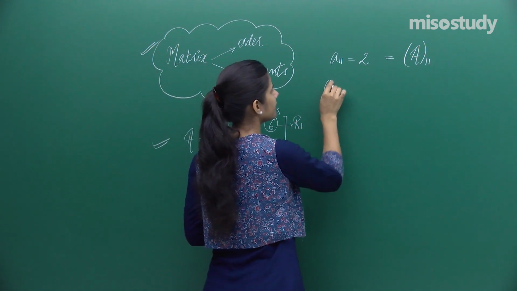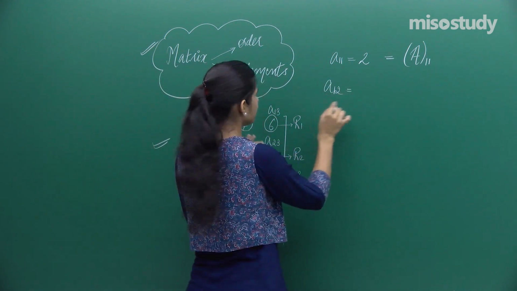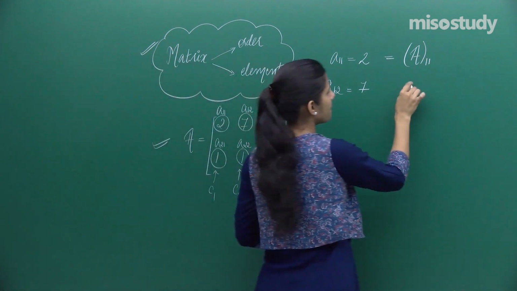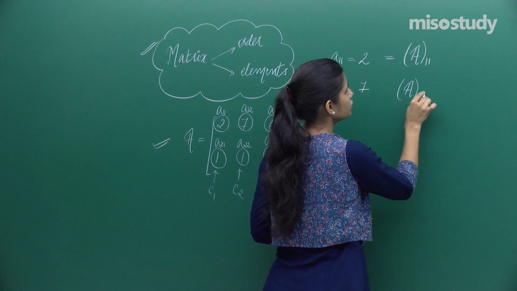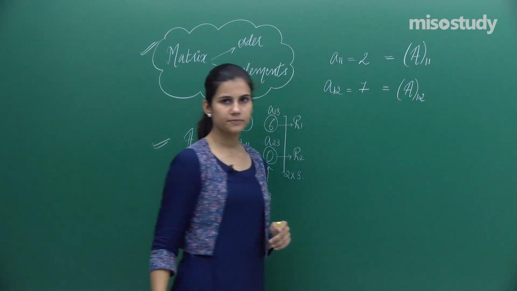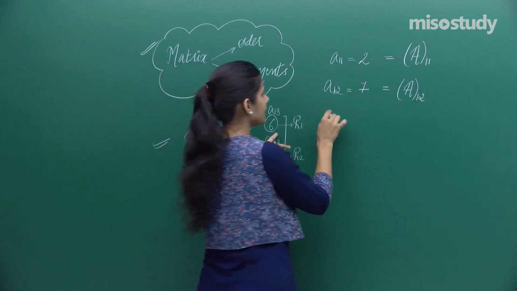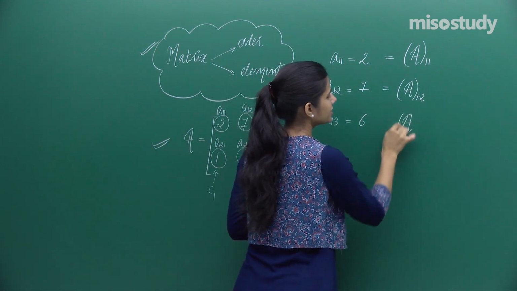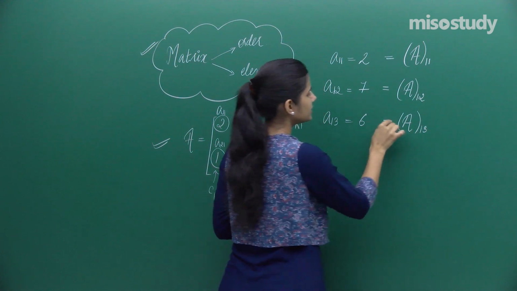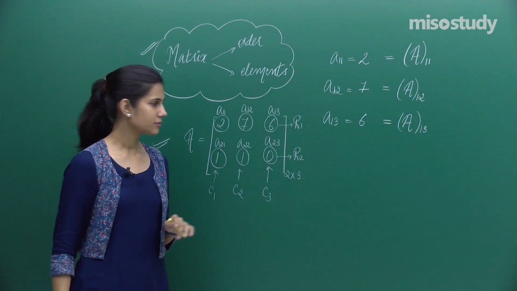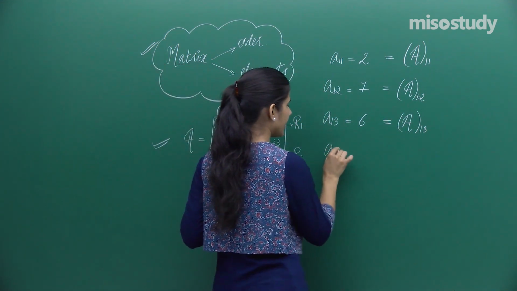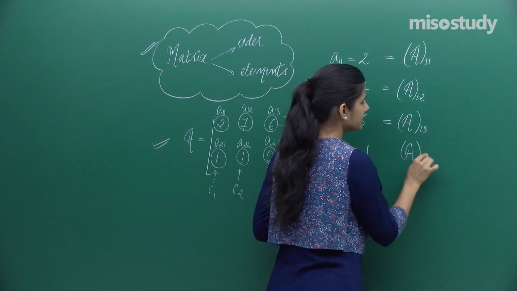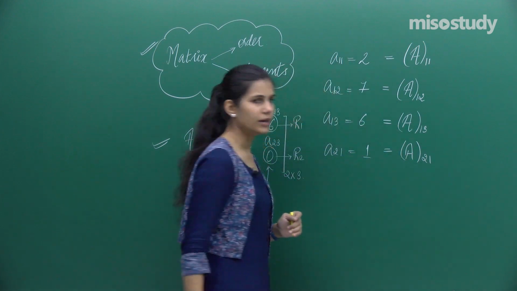Either you can say A12 is 7, or you can say matrix A's 1/2th element is 7. Either you can say A13 is 6, or you can say matrix A's 1/3th element is 6. Either you can say A21 is 1, or you can say matrix A's 2/1th element is 1.